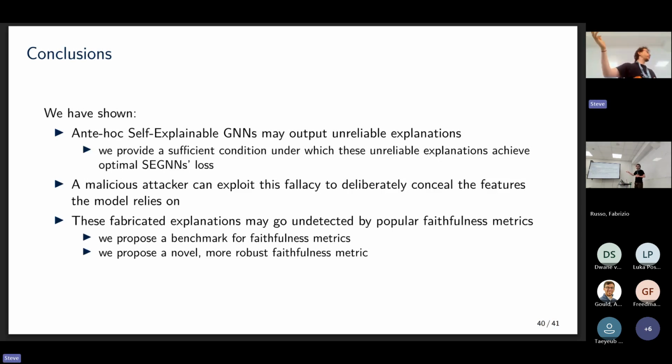And we propose a benchmark to test the faithfulness metrics. This was also a nice thing that I liked about this work: we are actually benchmarking the metrics. That is something that is not done very often. And we propose a novel and more robust faithfulness metric. And this pretty much summarizes our work.